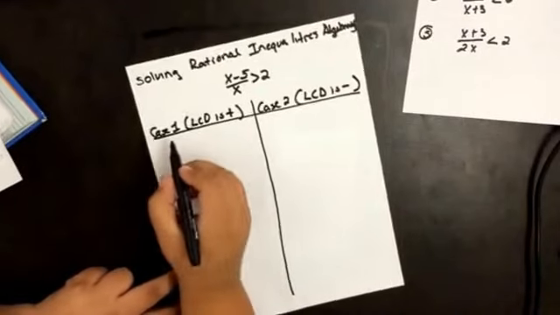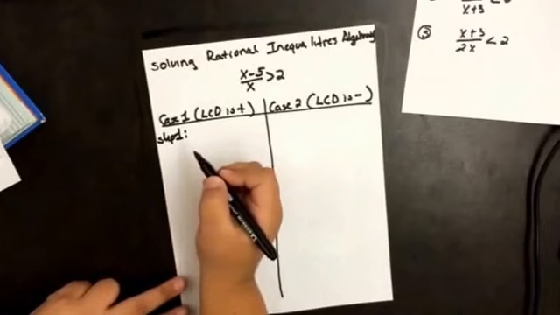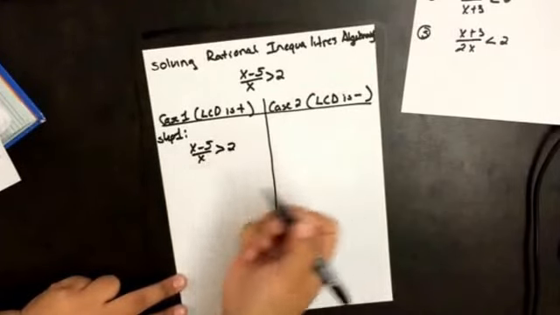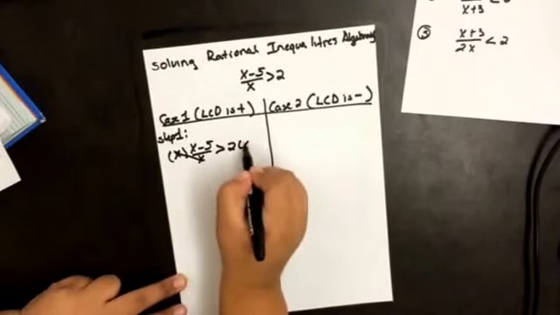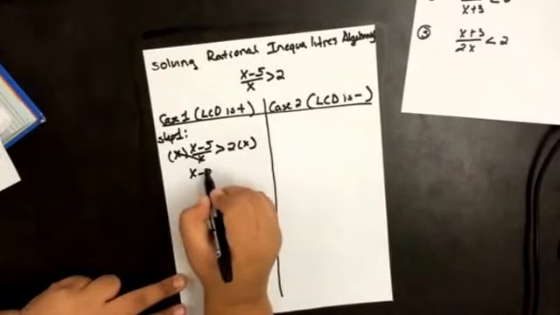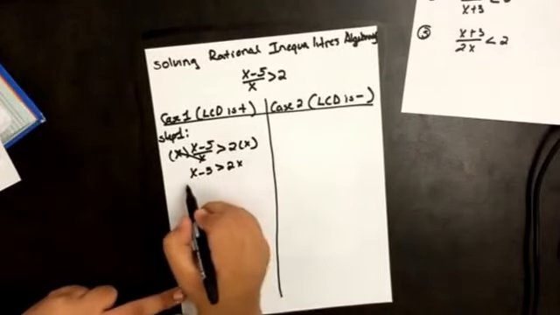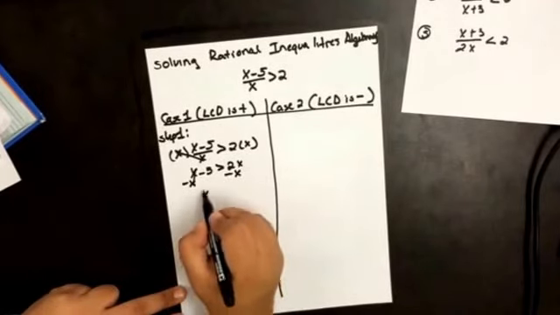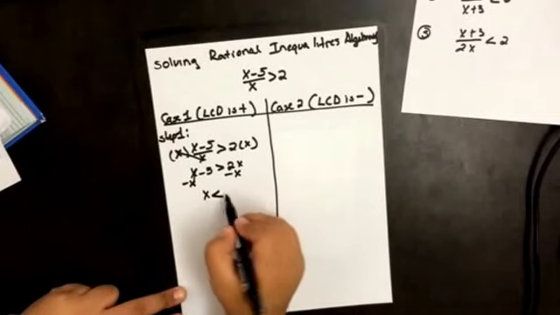Okay, so step 1. We want to solve for x. So I will multiply both sides by x. So x minus 5 is greater than 2x. I want to move my x to the other side. So then I get that x is less than negative 5.